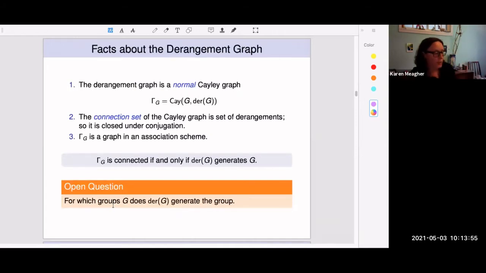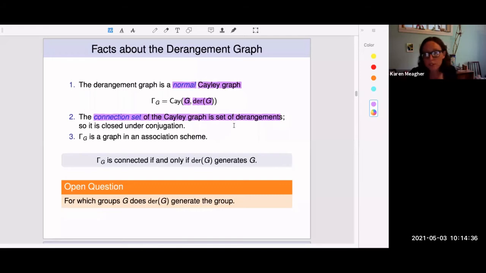Okay. One of the best things about the derangement graph is that it's a Cayley graph. And even better, it's a normal Cayley graph. So when we have a Cayley graph, we have a group and a connection set. The vertices are the elements of the group, and the connection set decides when two elements of the group are going to be connected. So two elements in G are going to be adjacent in the Cayley graph if one times the inverse of the other is sitting in the connection set. So here the connection set is exactly the set of derangements, which is why we call it the derangement graph.